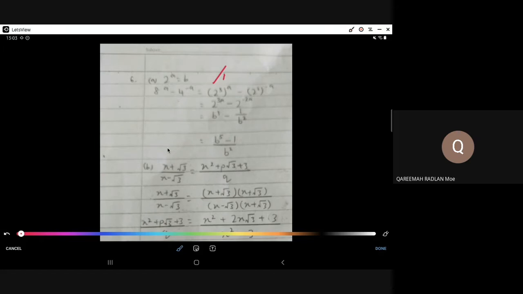And then after that, because it's negative, the 2 to the power of negative 2a, you bring it down, so you can get 1 over 2 to the power of 2a. And after that, you just change it to b.